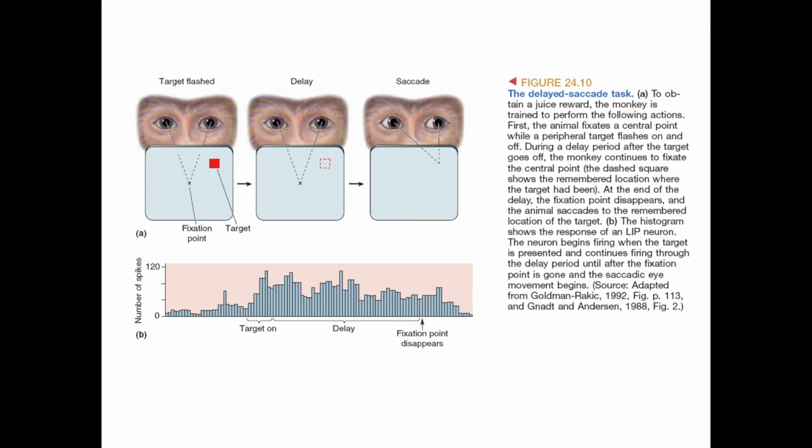So in figure A, the delay period is showing a square that will represent the monkey's working memory. Let's say he's remembering the stimulus is there. It's not there anymore, but he's remembering. And then when the fixation disappears, he looks at the place where the stimulus was. And down there we have the single unit activity again from that neuron.